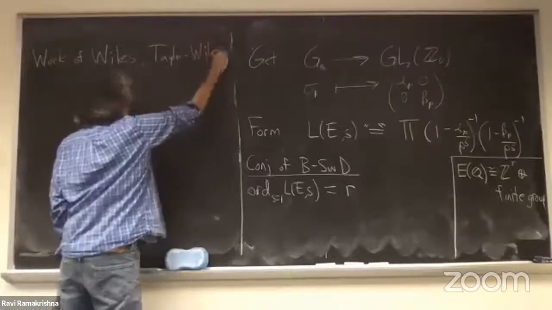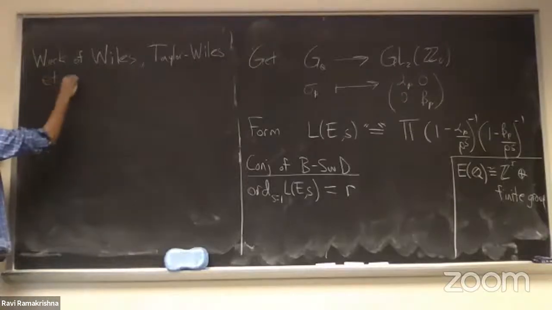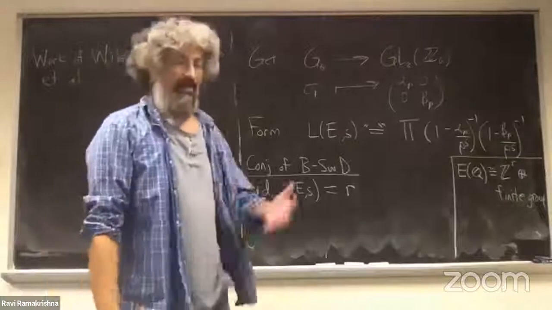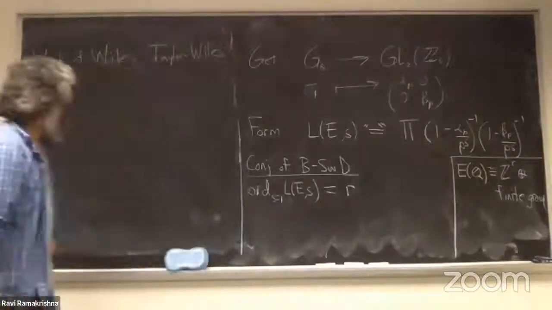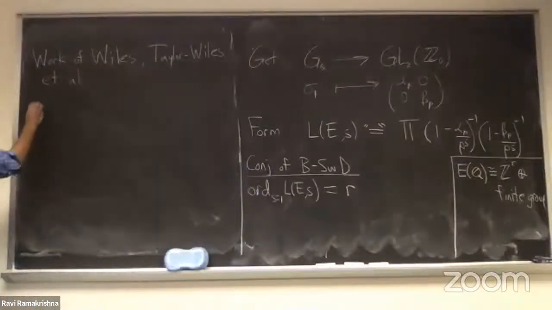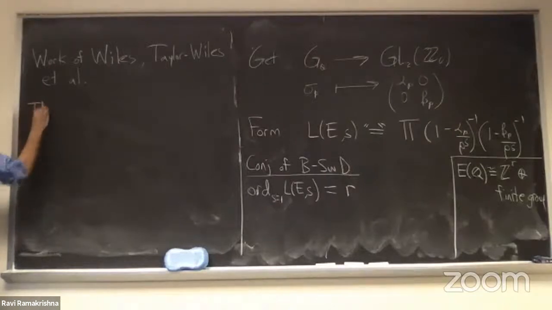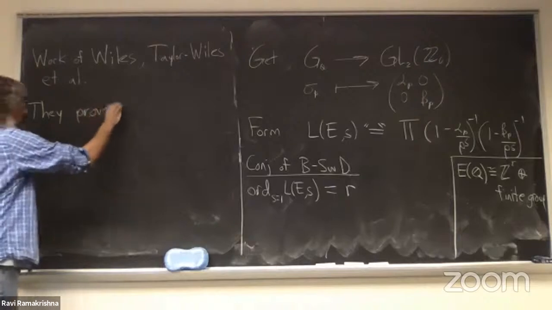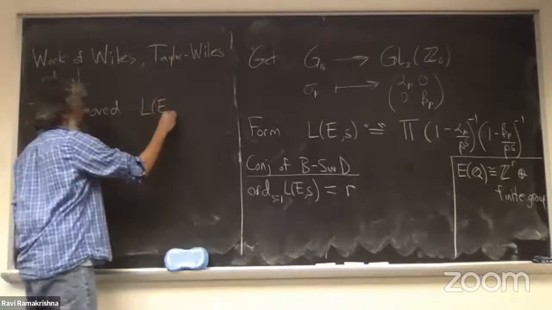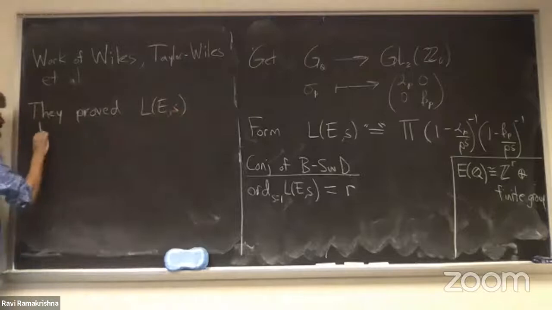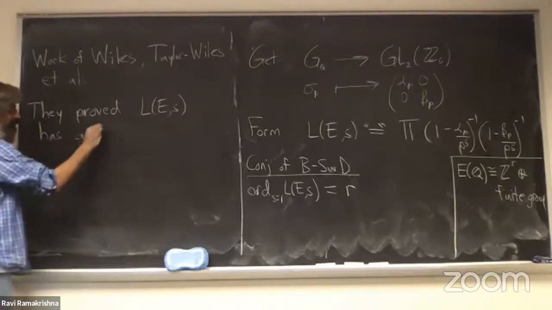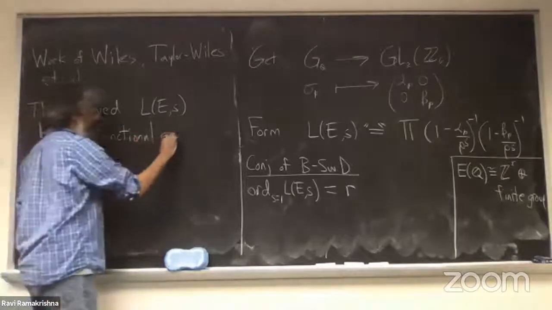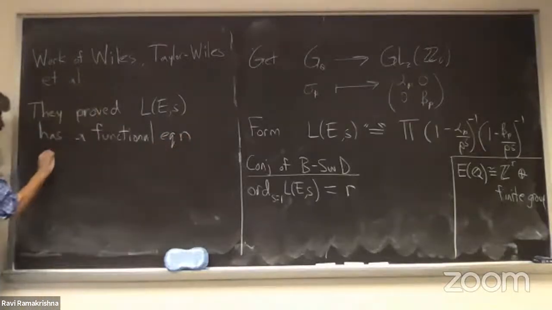So there was the very famous work of Wiles and Taylor–Wiles in the mid-90s where they solved Fermat's last theorem and proved it was true. What it was about was, there's more to it than this. They proved modularity, but that it had a functional equation and an analytic continuation.